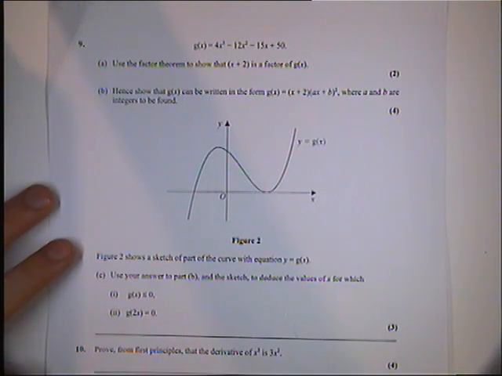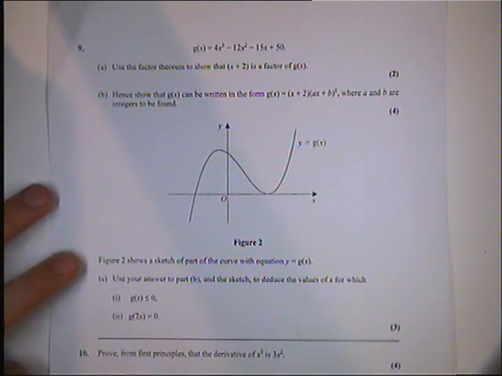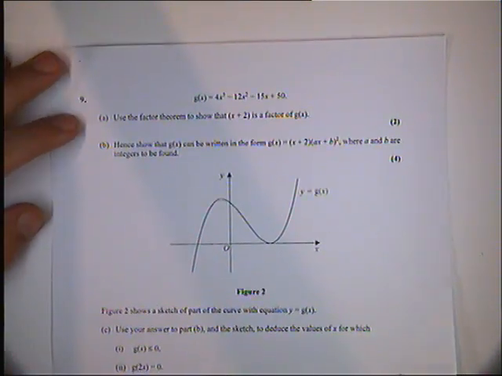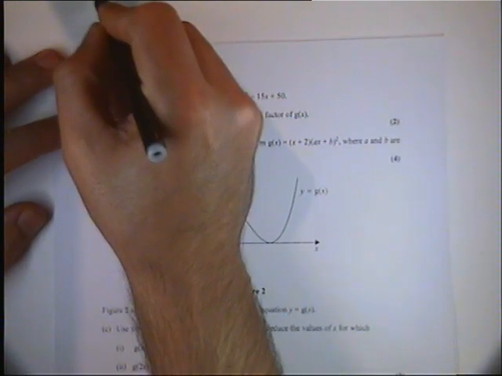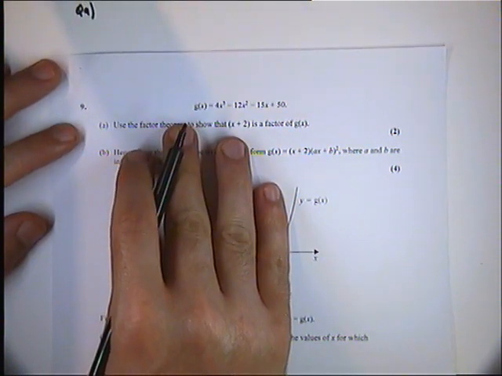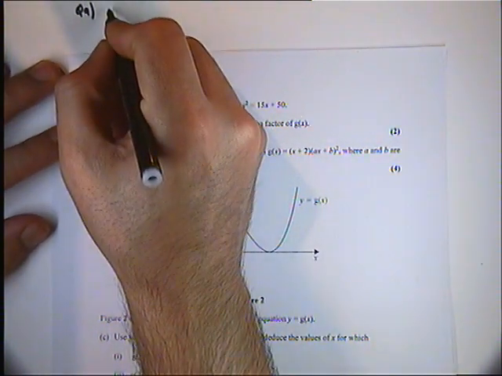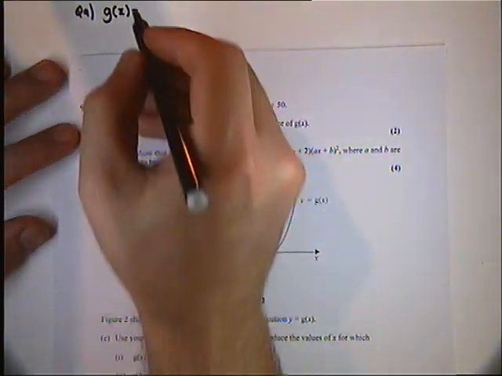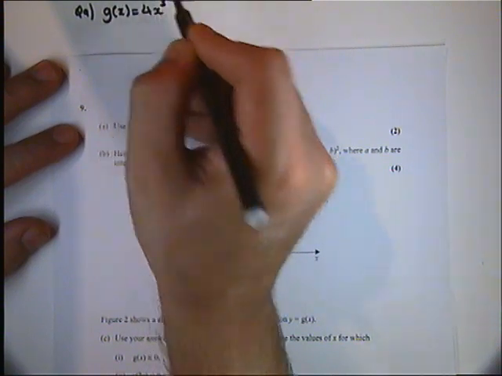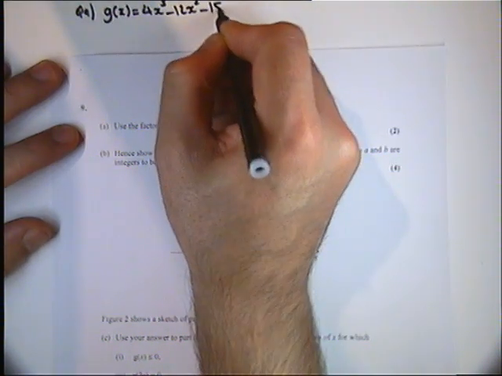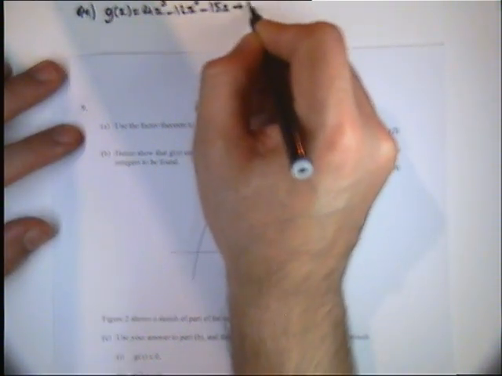Okay, in this video I will go through question 9 and 10. Question 9. g of x is given as 4x cubed minus 12x squared minus 15x plus 50. Question 9. g of x is equal to 4x cubed minus 12x squared minus 15x add 20.